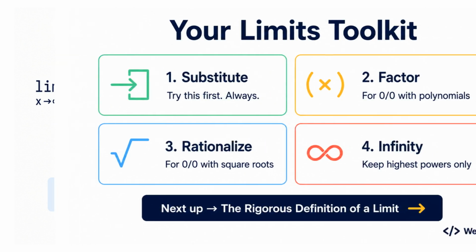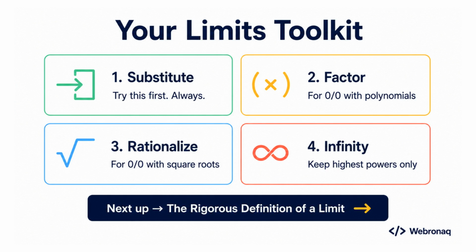Let's wrap it up. Alright, let's bring it all together. When you see a limit problem, here's the thinking process. Step 1. Try direct substitution. If you get a clean number, you're done. Move on. Step 2. If substitution gives you 0 over 0, look at the function. Polynomials? Factor the top and bottom, cancel what's common, and substitute again. Square roots in there? Multiply by the conjugate. Simplify, then substitute.